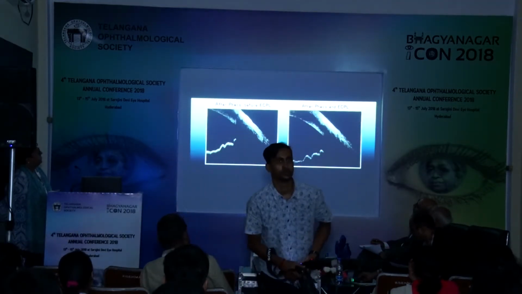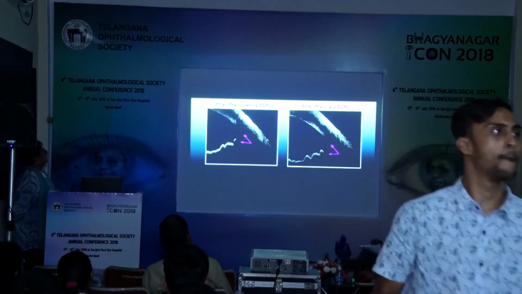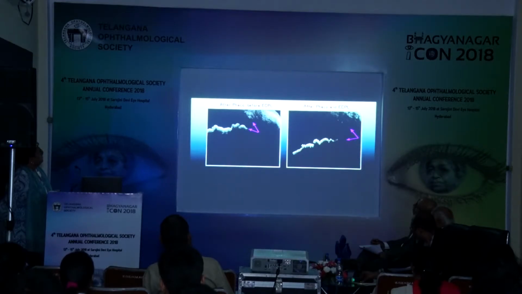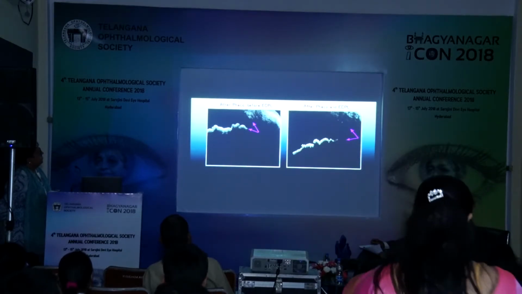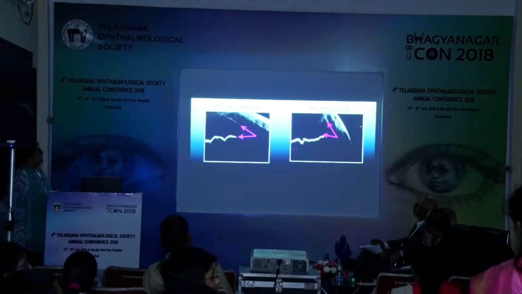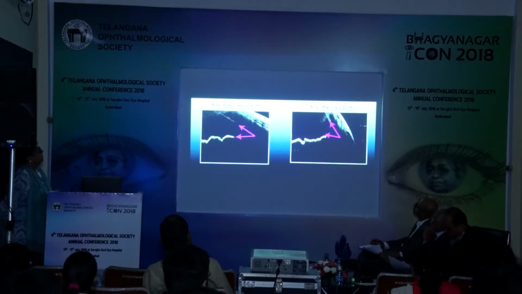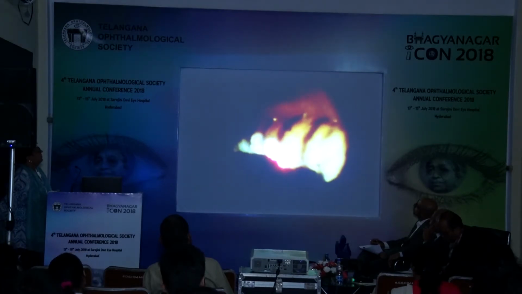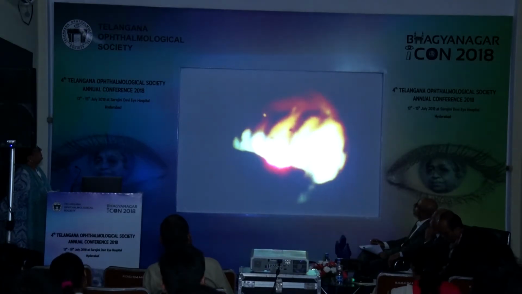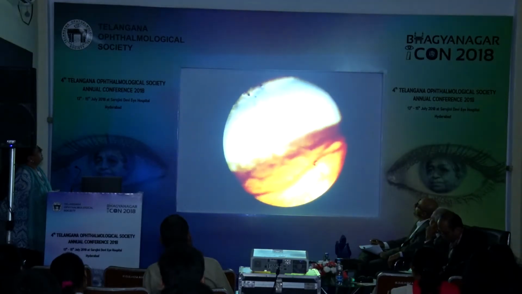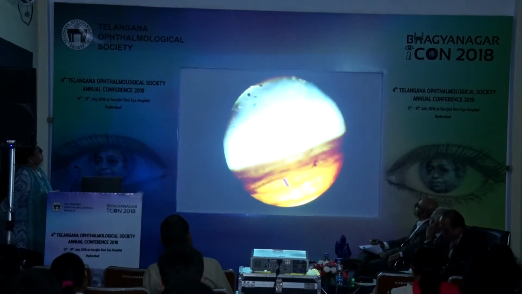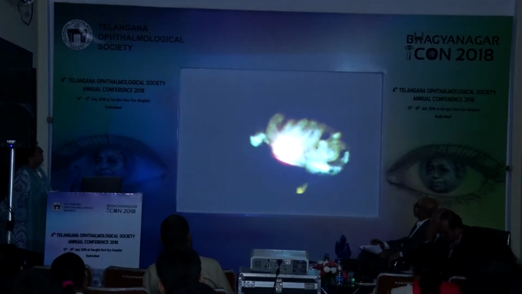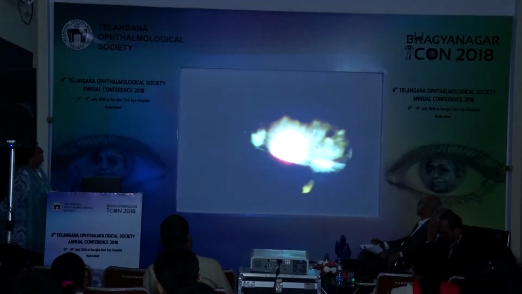ASOCT has been done in several cases. All of them show increase in angle recess. Cycloablation pulls the entire ciliary process, including its anterior head, posteriorly. It thereby widens the anatomic angle and flattens the peripheral iris, along with the photocoagulative effect of decrease in aqueous production.